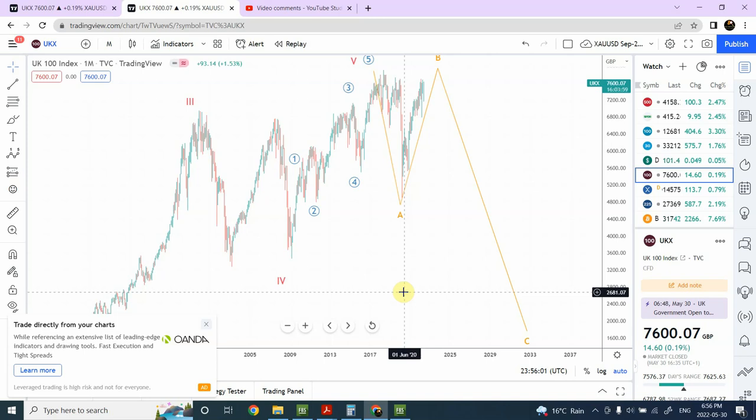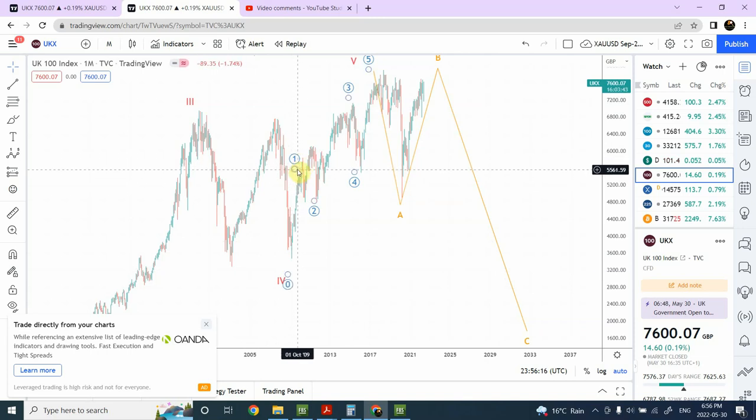My labeling is already available here, you guys can see it. I'm considering this whole price movement starting from the previous bottom right over here as wave 3, and we have clearly A, B, and C, which is wave 4. I'm considering this whole price movement, not that top, but this top at the end of wave 1 right over here, and then A, B, C, and another correction.